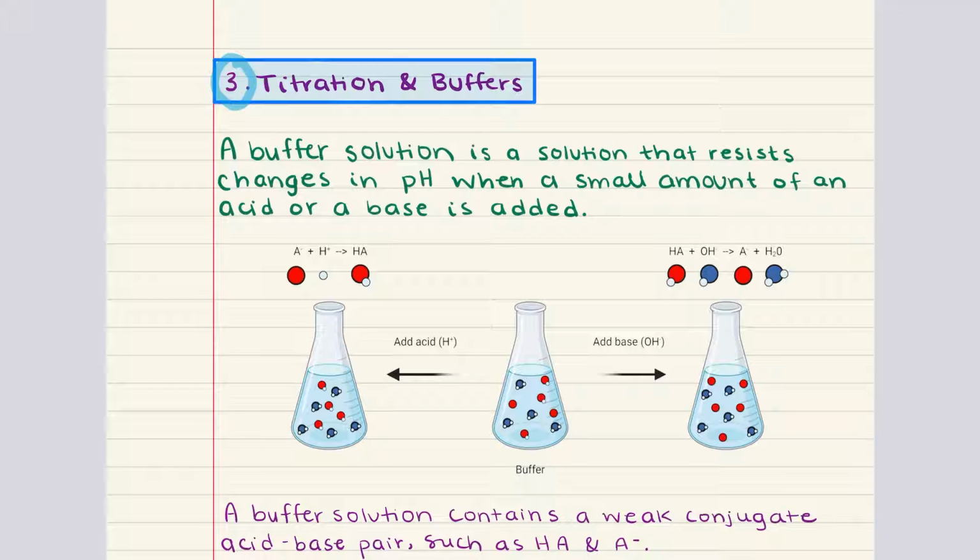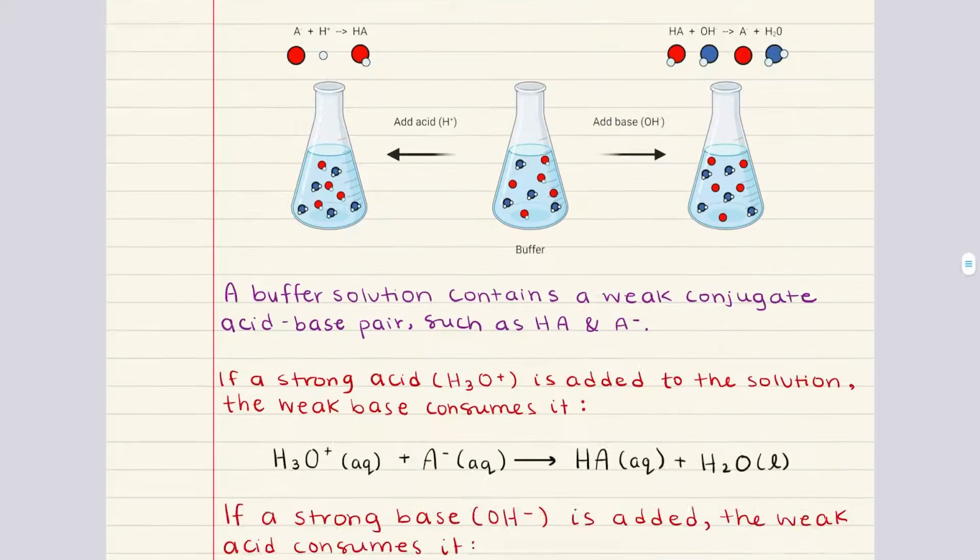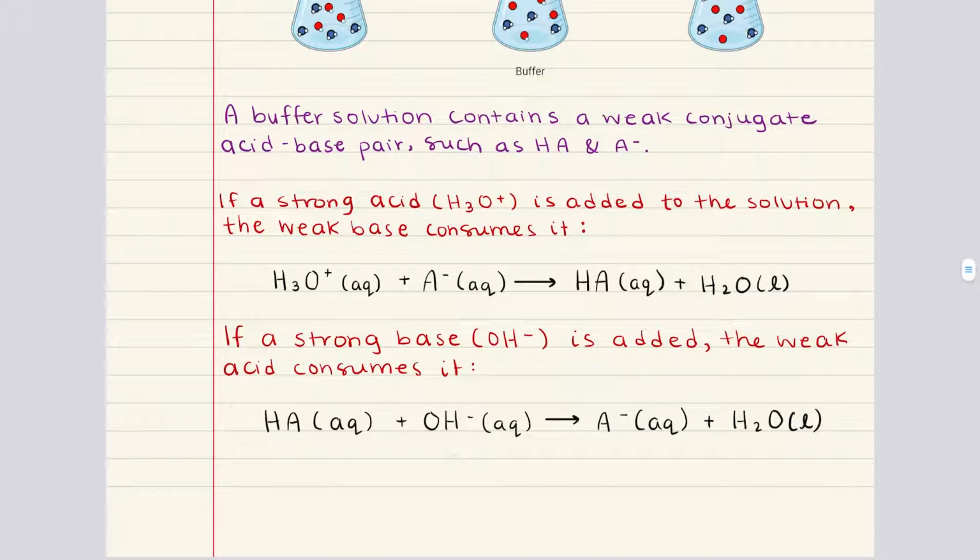Now, to understand how a buffer works, let's first look at what happens when you add a strong acid to a buffer solution. For example, if hydronium ions from a strong acid are introduced to a buffer solution, then they are quickly neutralized by the conjugate base of the weak acid that's present in that buffer. The reaction shifts to produce more of the weak acid, and that keeps the pH relatively stable.